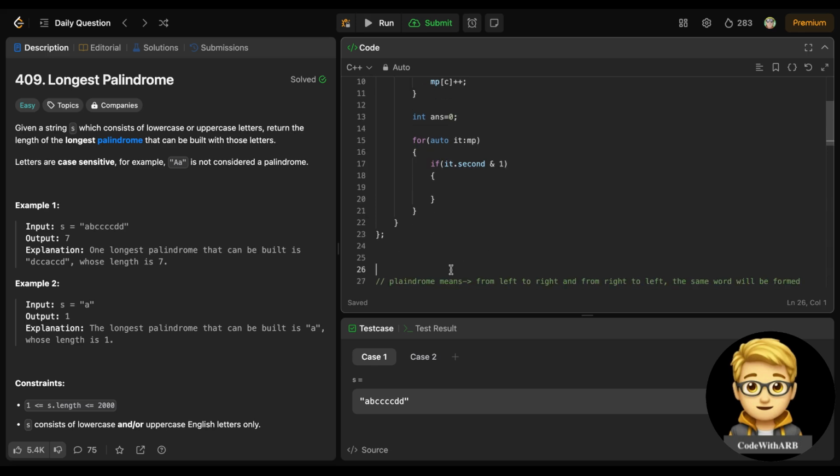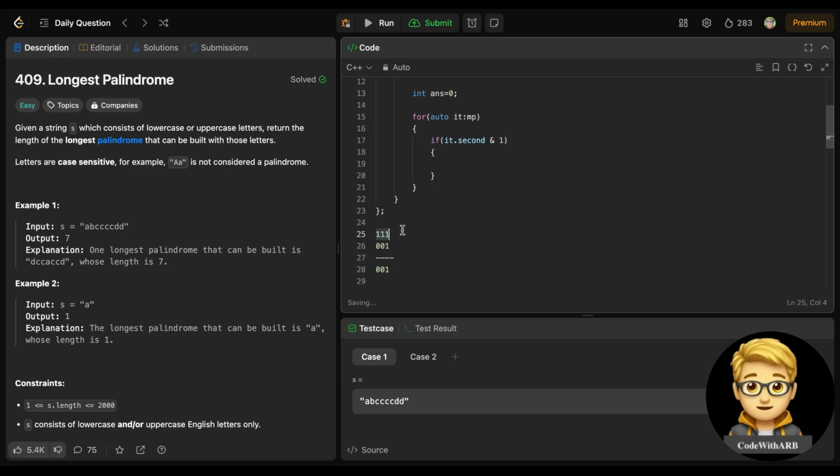Why? If you see any odd number, suppose let's take 7. If it is odd, it must have its lowest bit set at the 0th position. Lowest bit, not lowest set bit, at this 0th position. So if we take AND with 1, it will always leave us with 1.